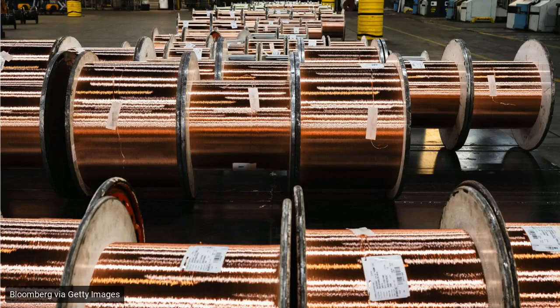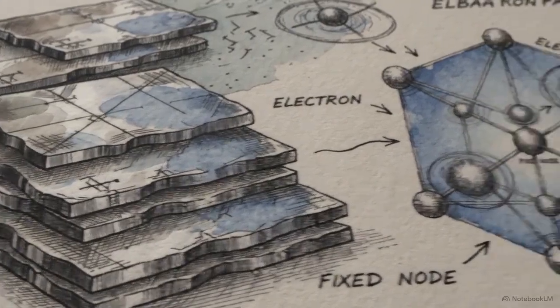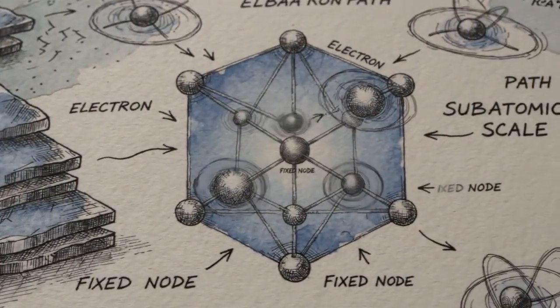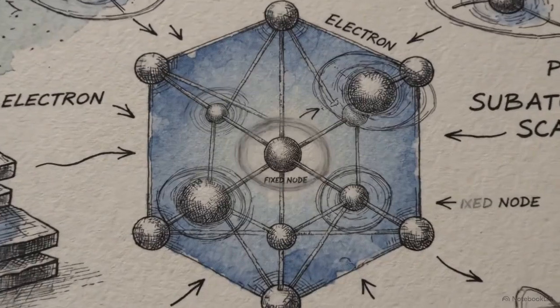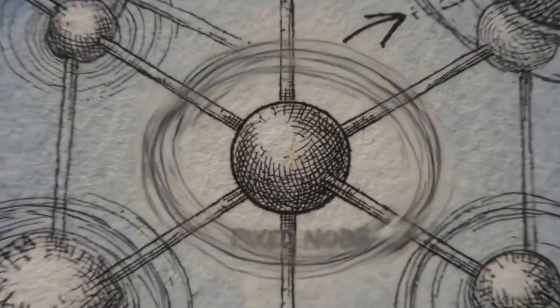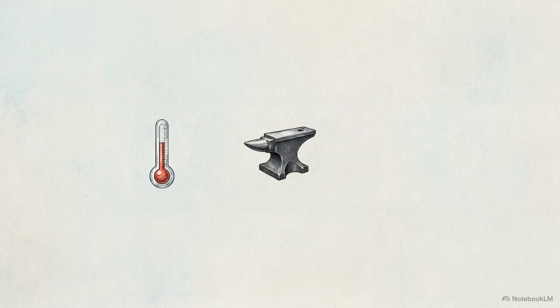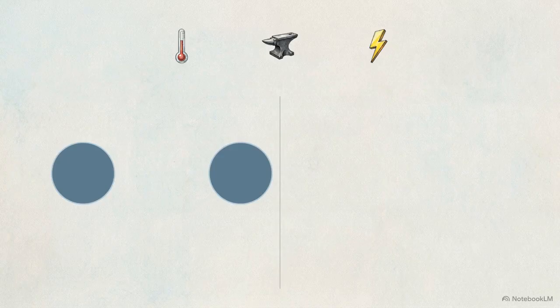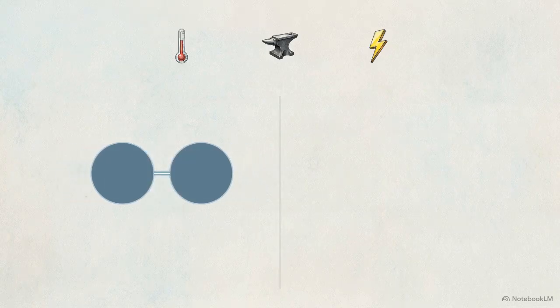Then there is copper. It can be pulled into hundreds of miles of thin wire without snapping, while conducting massive amounts of electricity. If we zoom in past the macroscopic surface of these objects, down to the subatomic scale, we find that these completely different behaviors aren't random. A material's melting point, its physical rigidity, and its ability to conduct electricity are direct results of exactly two variables: how its atoms bond to one another, and whether its electrons are locked in place or free to move.